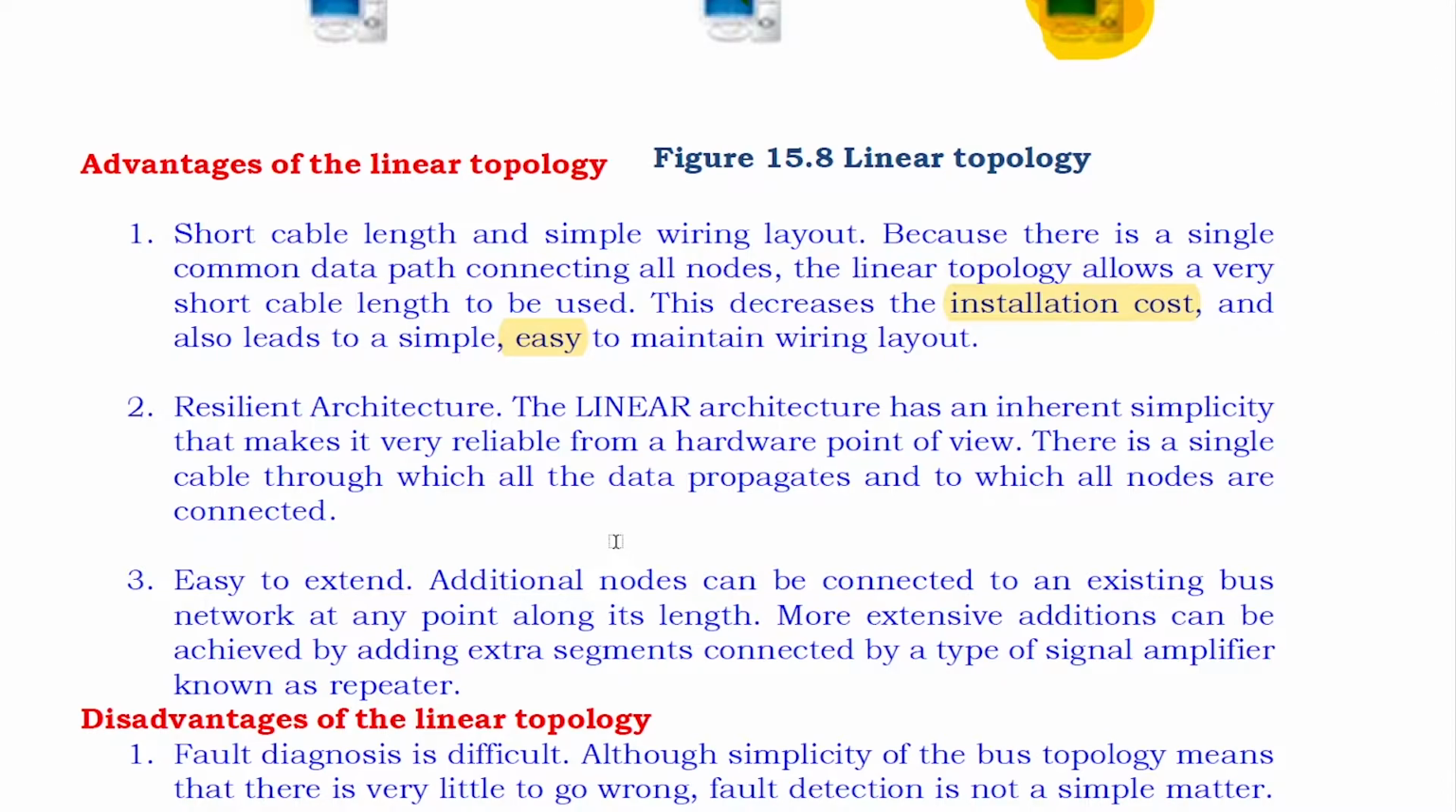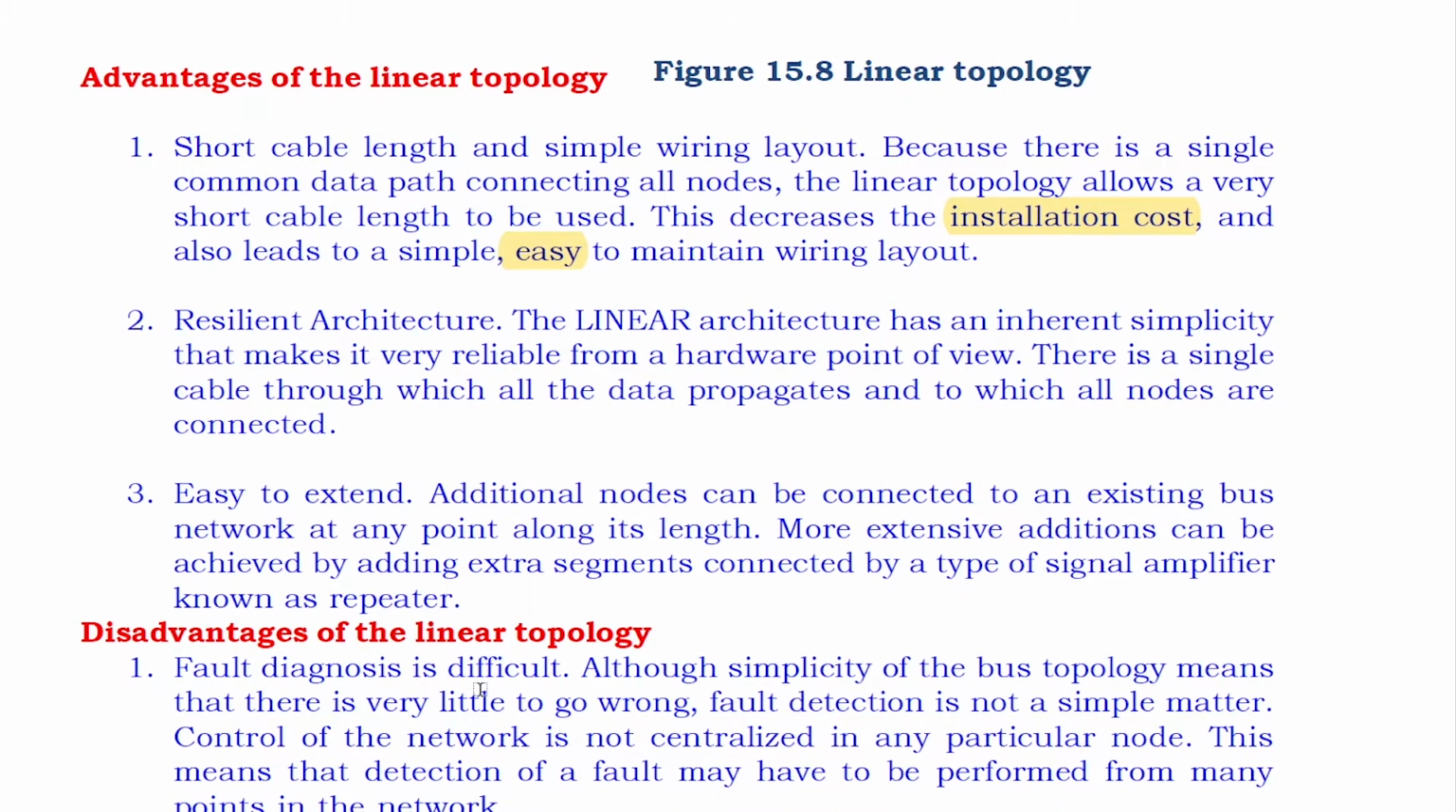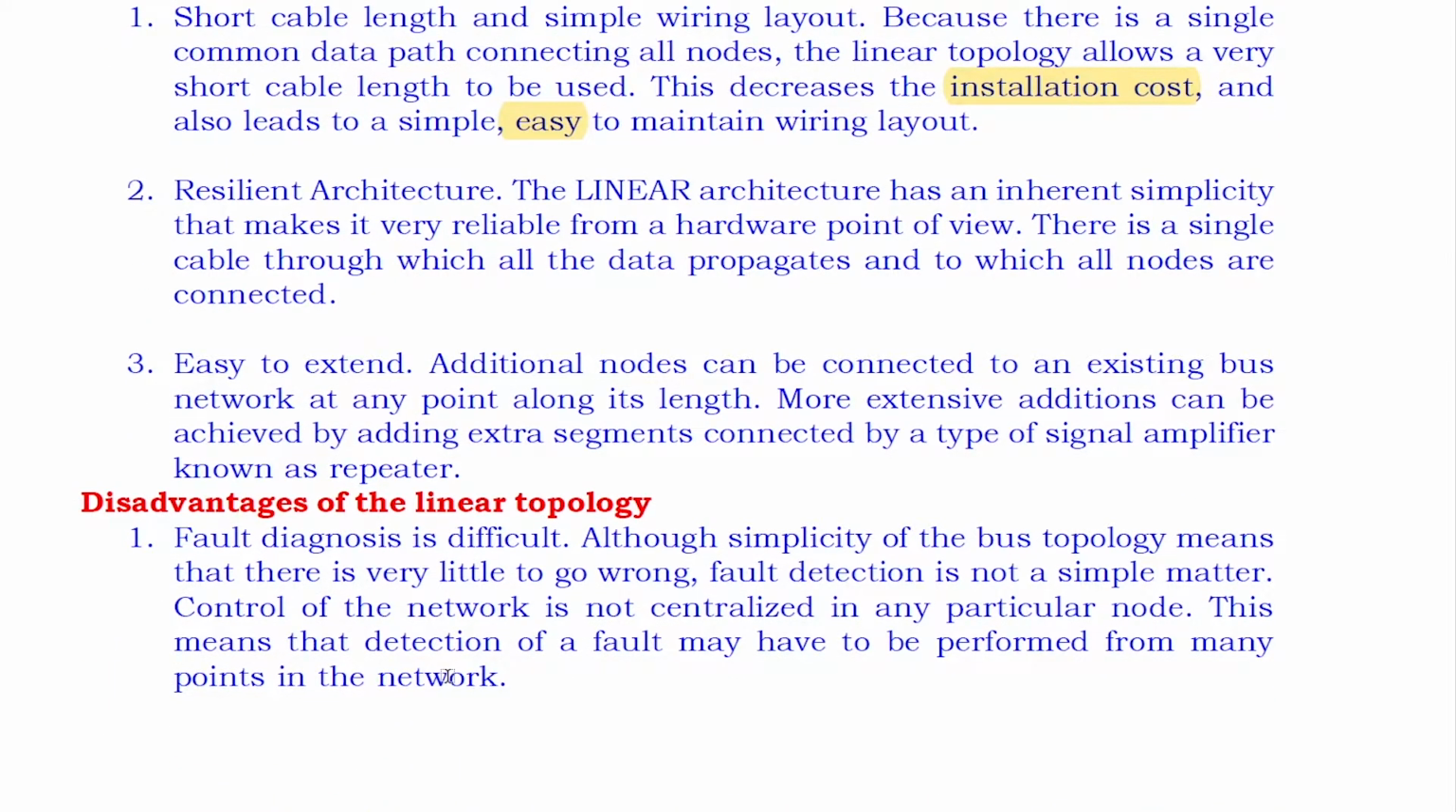I think you might have studied amplifiers in physics. Exactly the same kind of amplifier is used here. So it rebroadcasts for a longer length because we are connecting another network to this network to extend it. That's also easy. By using an amplifier, you can easily modify or extend the computer network when you have a linear bus topology. Now, the disadvantages.